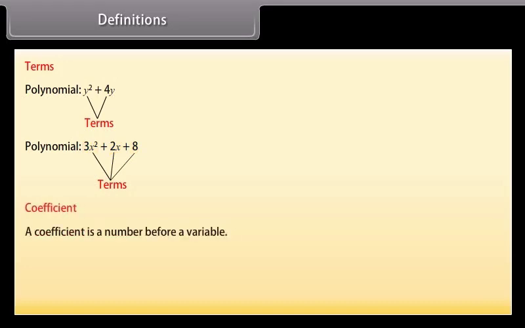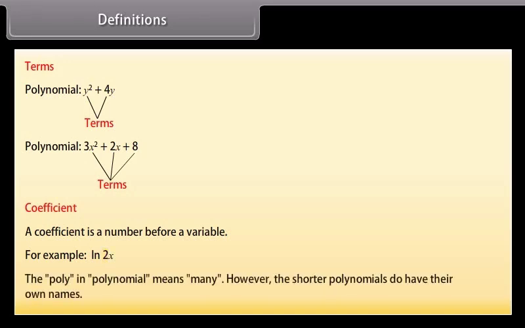Coefficient. A coefficient is a number before a variable. For example, in 2x, the 2 would be the coefficient. The poly in polynomials means many. However, the shorter polynomials do have their own names.